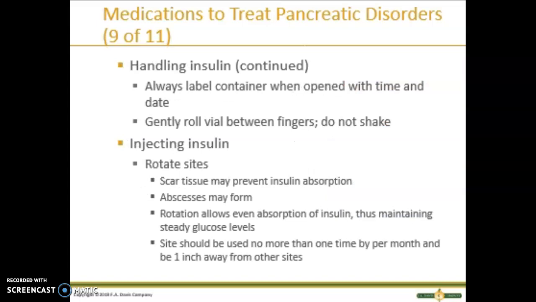It's important also when handling insulin that we rotate the insulin injection sites. This helps to prevent scar tissue or abscesses from developing at the injection site, and it also ensures that the insulin is more evenly absorbed, keeping glucose at a steady level. Steady glucose levels delay or minimize complications of diabetes such as neuropathy, eye and kidney damage, and cardiovascular disease.